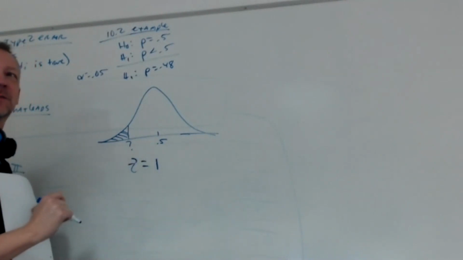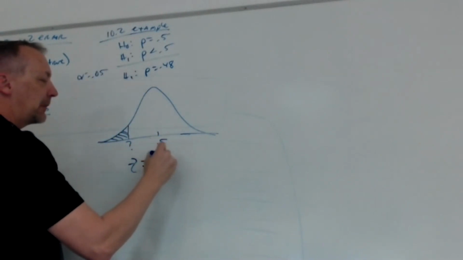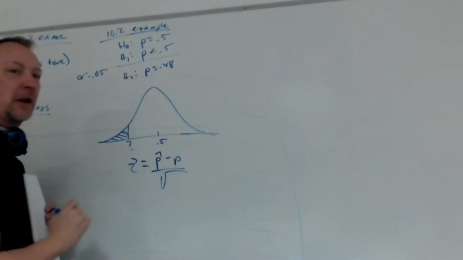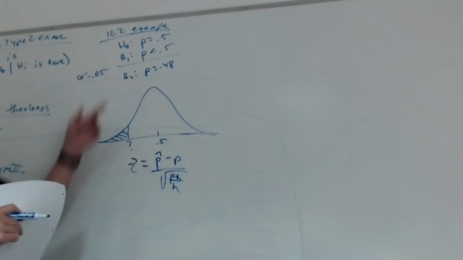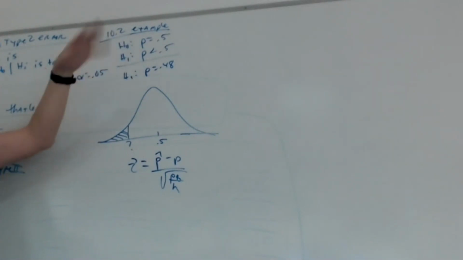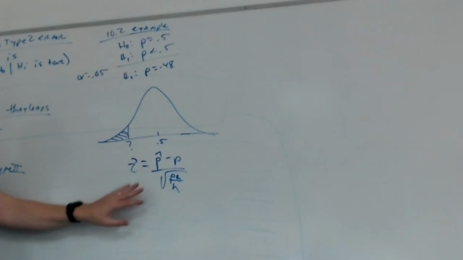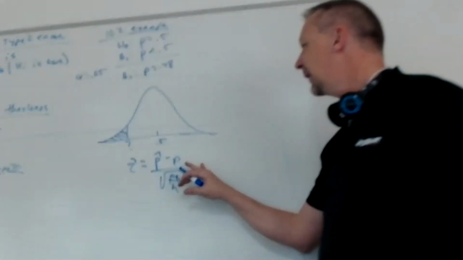well, I was going to say x bar, but we're not using x bar, we're using p hat, right? It's going to be p hat minus p over the square root of pq over n. If I were using a mu here, I would use x bar minus mu over sigma over the square root of n. So it kind of depends on what kind of data I'm using. Since I'm using p, I'm going to use the p equation. If I was using x bar, I'd use the x bar equation. All right, so this is the equation.